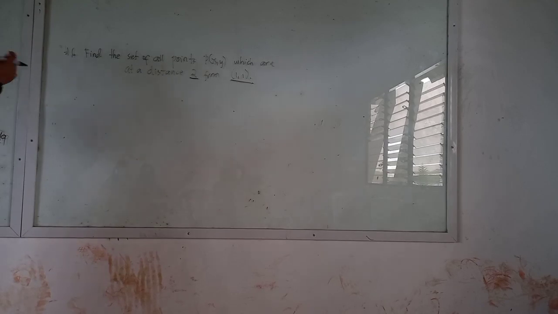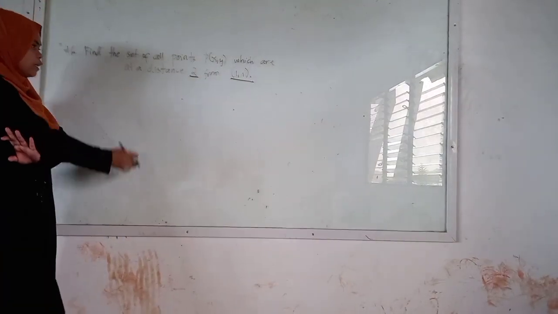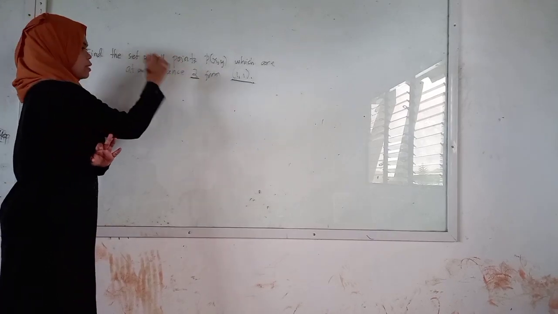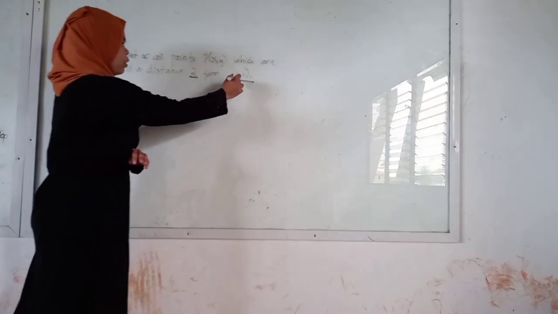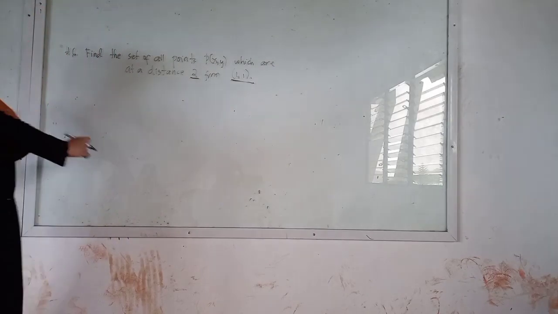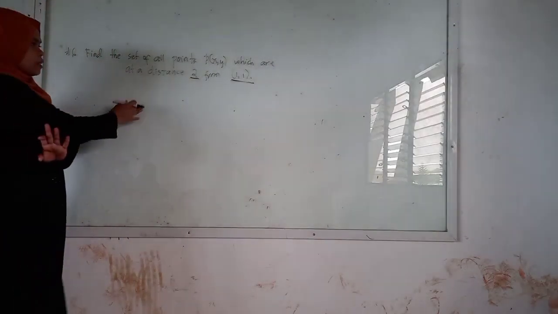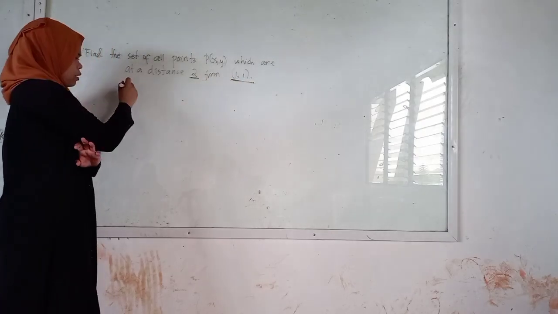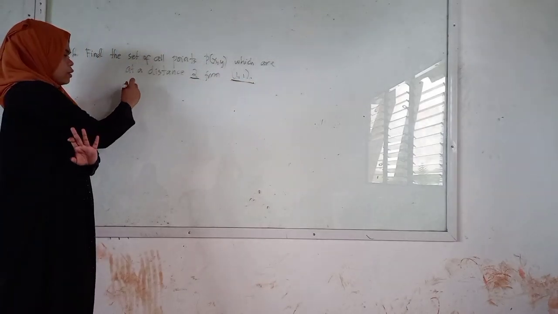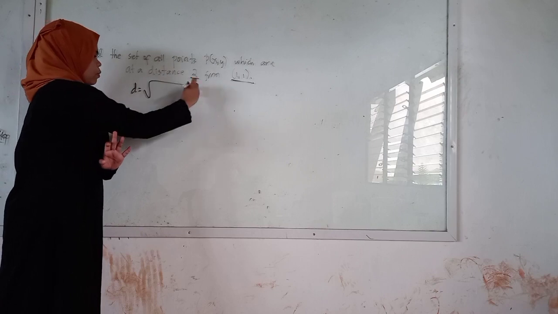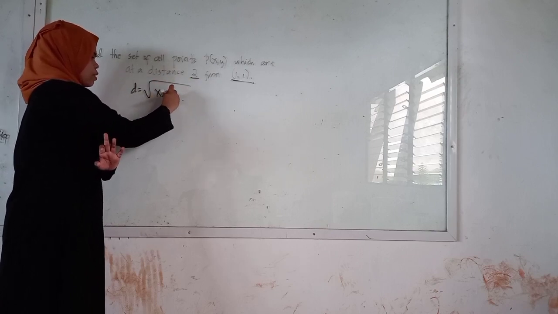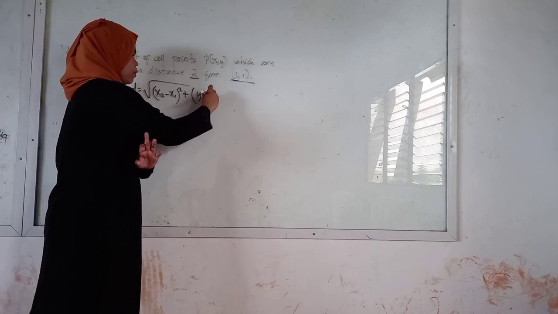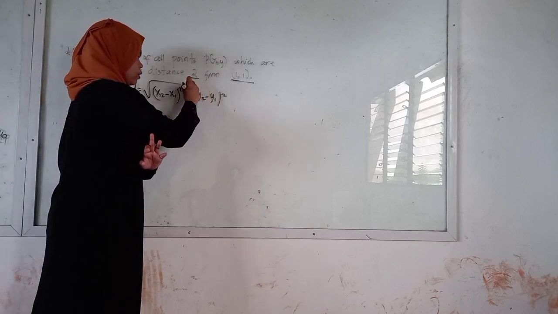Okay, so find the set of all points P(x, y) which are at a distance 2 from (1, 1). So we are given a distance at the same time 1 point. So ano yung kukunin natin? Yung all points na ang distance niya ay 2 from this given point (1, 1). So if we are going to consider the distance formula, square root of x sub 2 minus x sub 1 quantity squared, plus y sub 2 minus y sub 1 quantity squared.